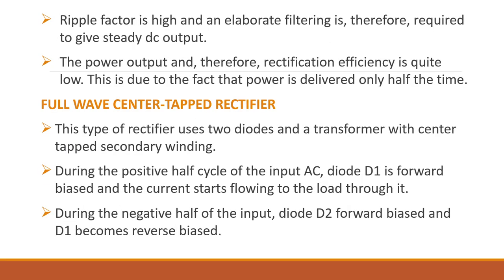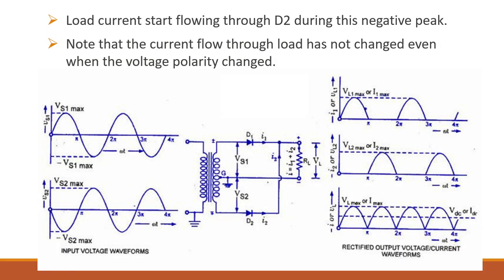And to overcome this, we use a full wave rectifier, and there are two types: full wave center tapped, or the bridge rectifier. So first we'll talk about the center tapped rectifier. This rectifier uses two diodes and a transformer with a center tapped secondary winding. This is what the full wave rectifier is.